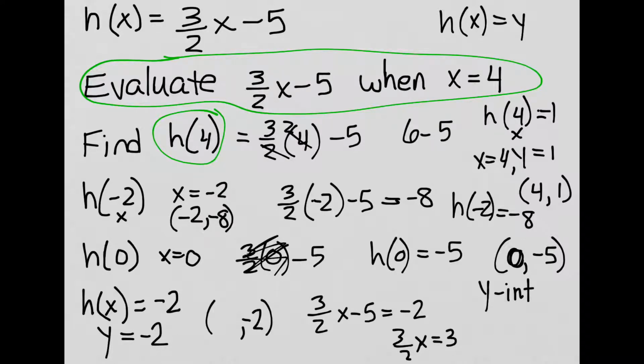And then there's a lot of techniques you can use here. You could divide both sides by 3/2. You could multiply both sides by 2 and then divide both sides by 3. You could turn 3/2 into 1.5 and divide both sides by 1.5. However you choose to do it, you're going to get that x equals 2. And so that would have been our x coordinate of this point: when x equals 2, the whole thing equals -2. Or it's the point where x is 2 and y is -2.